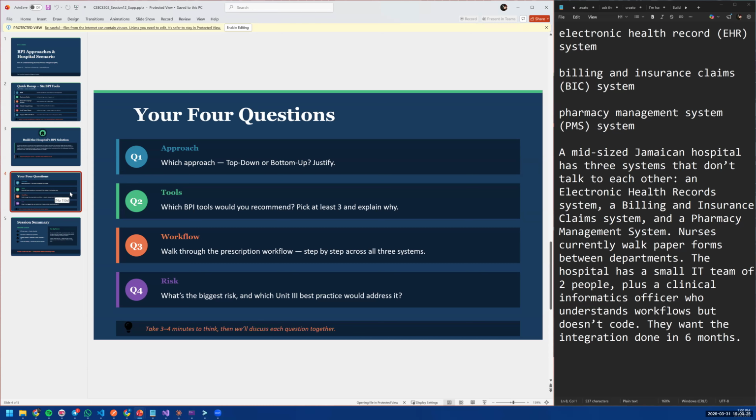Think about the current processes or the current workflow, data flow. Who is involved? What data is involved? What's supposed to happen at each step? We're focusing on this question one at the moment.